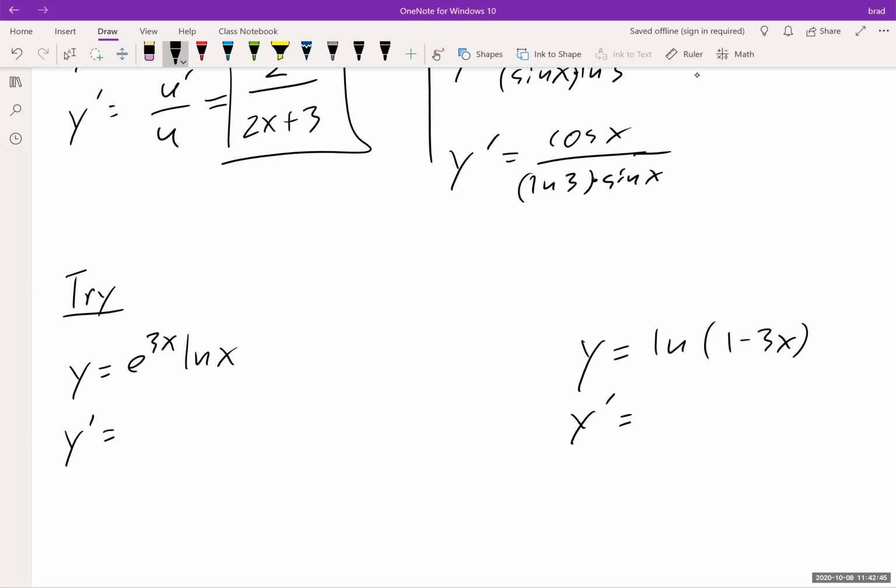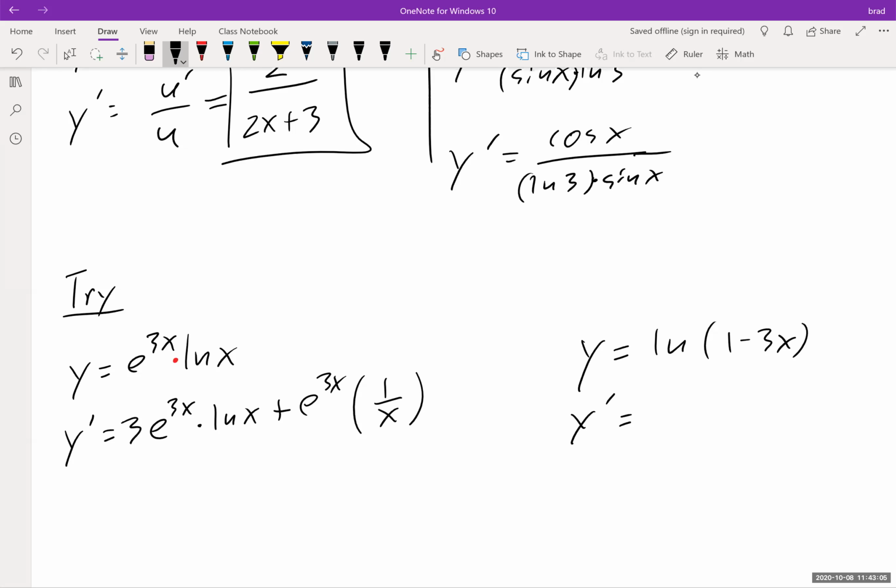Okay, so hopefully you guys recognize this was a product rule, right? Because this is multiplication. So I'm going to take the derivative of e to the 3x, which I know is e to the u times u prime. So this is going to be 3e to the 3x, rewrite the ln of x, plus, now the rewrite of e to the 3x, but now what's the derivative of ln of x?